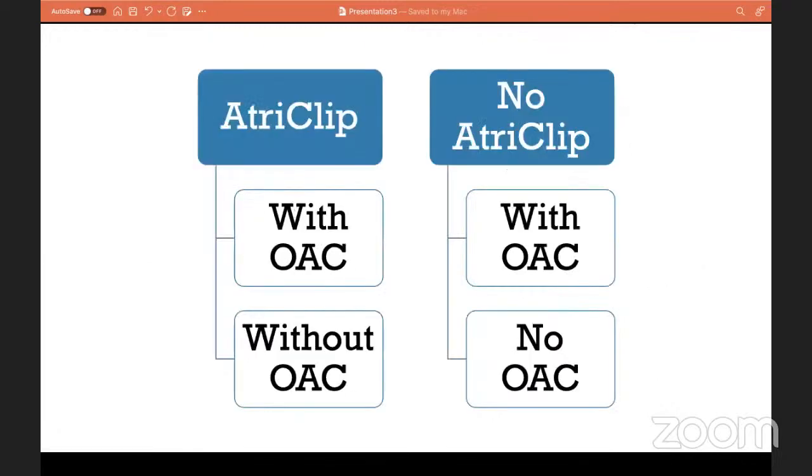So as I mentioned, there are 2 arms, one that received AtriClip and one that received no AtriClip. Also, we have subgroups: patients post-operatively who received oral anticoagulation and patients who did not. The one who decided which to receive oral anticoagulation was their primary physician. And the oral anticoagulation used in this study was either warfarin or NOAC, including dabigatran, rivaroxaban, and apixaban.